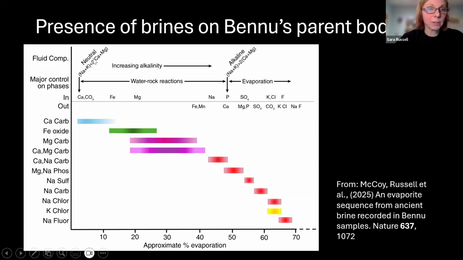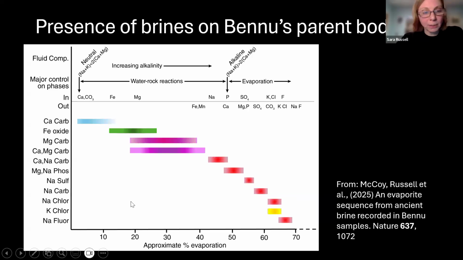So the fluid would have started out fairly neutral. Then after the carbonates precipitated, it was driven to more alkaline compositions. And what we see at this point is that probably the fluid then would have been incredibly briny and would have formed little pods of water, room temperature water in Bennu, from which these last salts formed by evaporation.